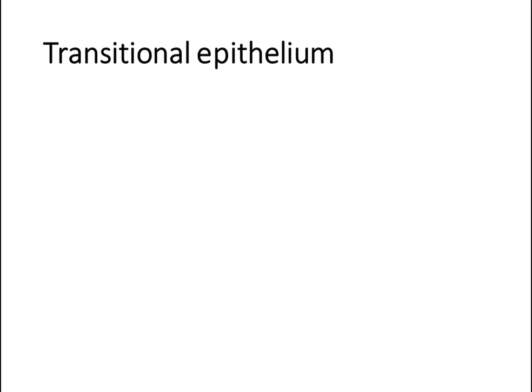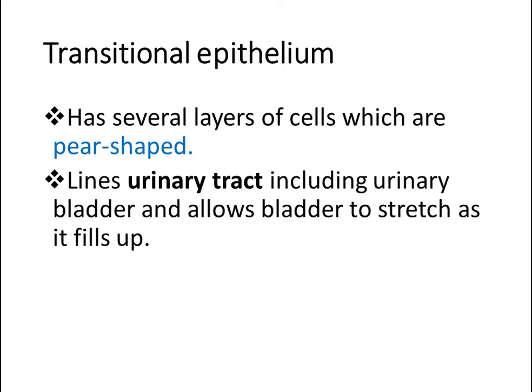Okay. And then the last type of this stratified epithelium is the transitional epithelium. This transitional epithelium has several layers of cells which are pear-shaped, and it lines the urinary tract, including the urinary bladder, and it also allows the bladder to stretch as it fills up.